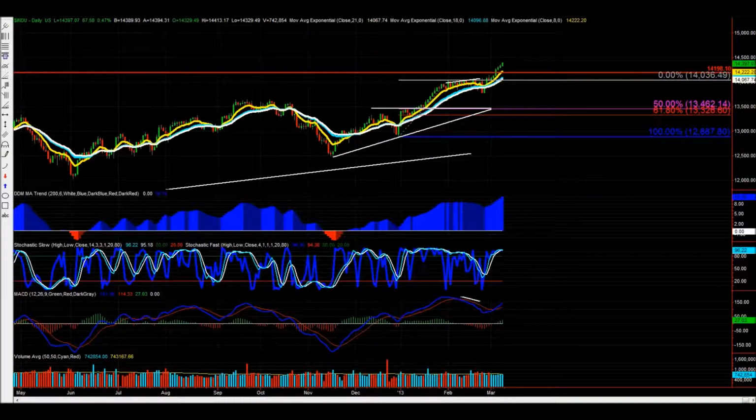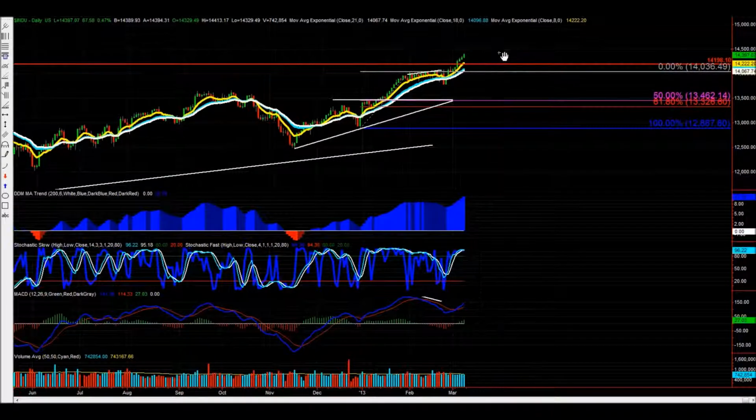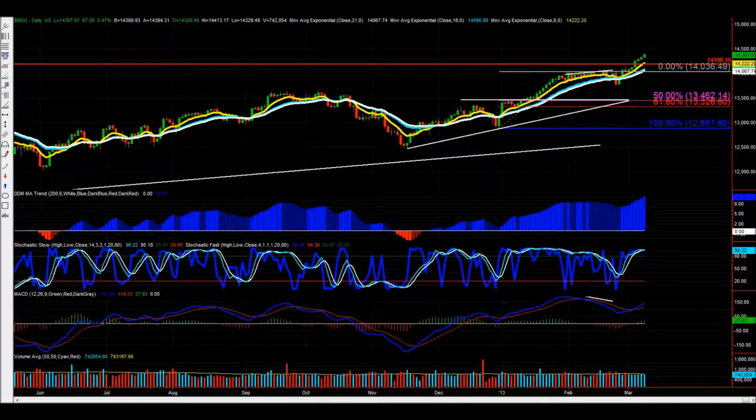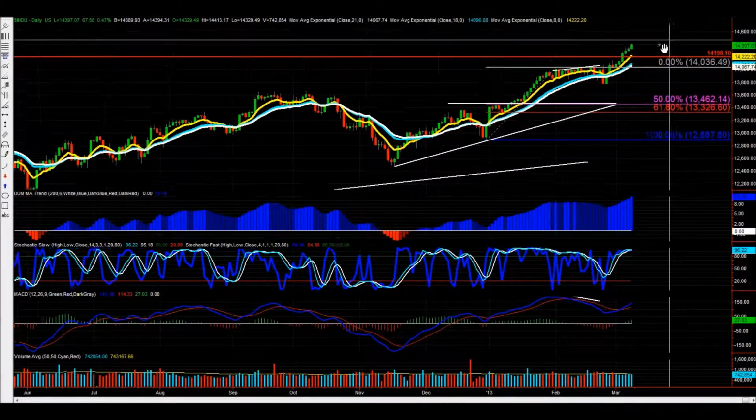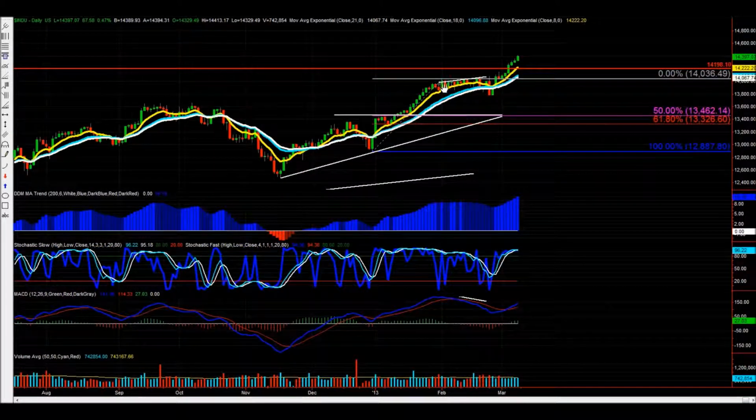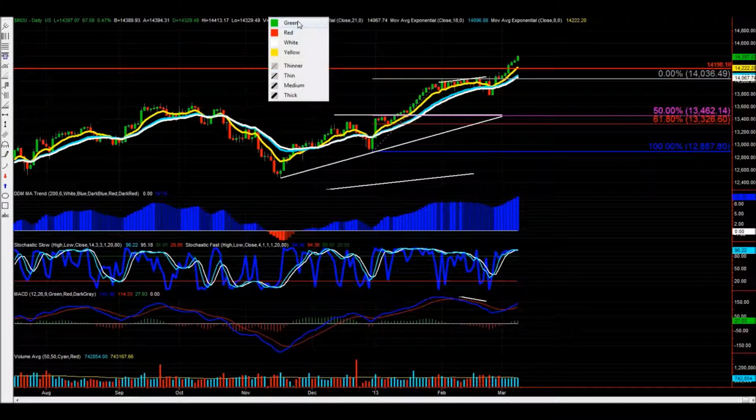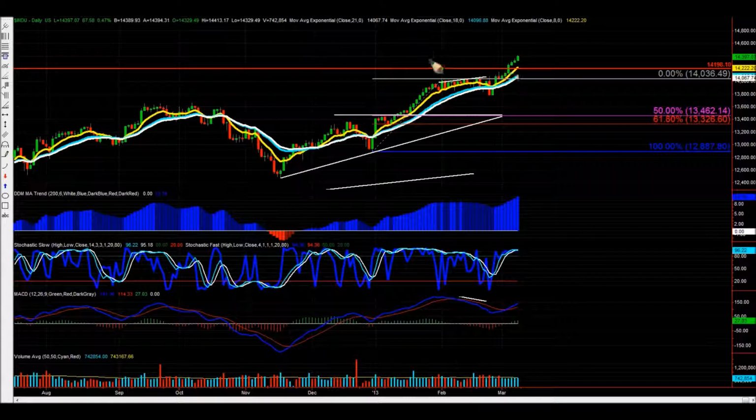So let me just zoom into this market so we can take a closer look. Okay, so here's the major resistance, October 2007. I wasn't really interested in shorting these levels. However, I wasn't really interested in getting long into these levels either, just because it's such a significant resistance level. I didn't think we would blow right past it.